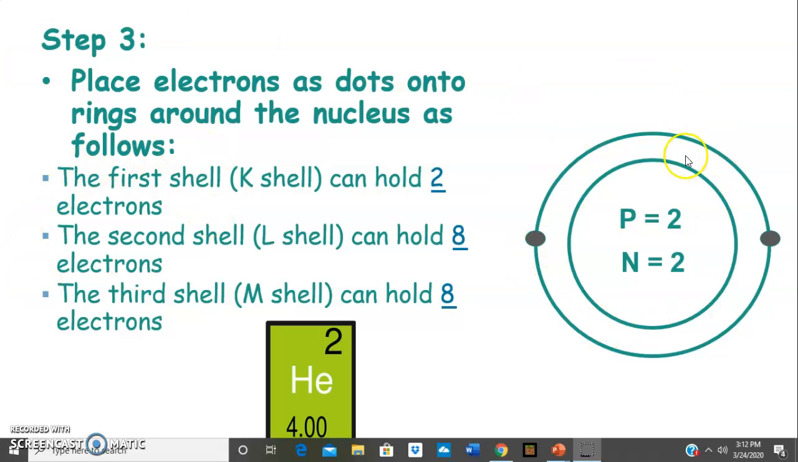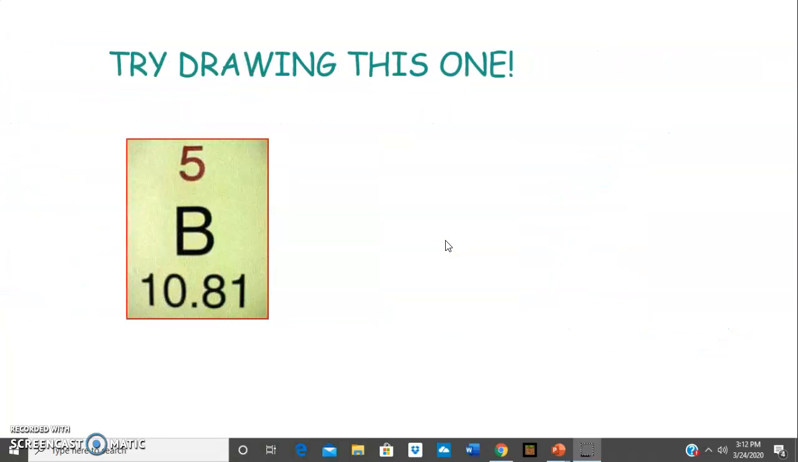So here's my Bohr diagram on the side. I have my nucleus in here, and then I only have 2 electrons for helium. So I make 1 shell and I put 1, 2 electrons on it. All right, so pause the video right here and try drawing this one out. I'm going to move on to the next slide. So pause here, draw yours, and see if it looks like mine over here.